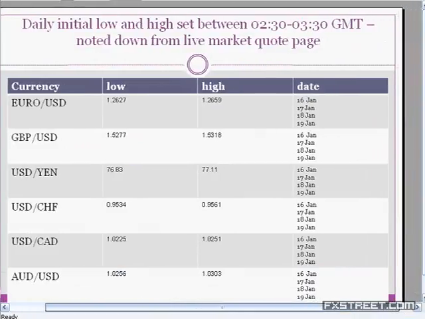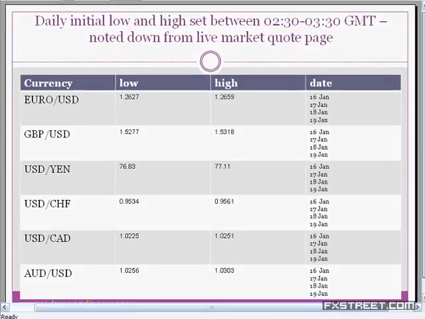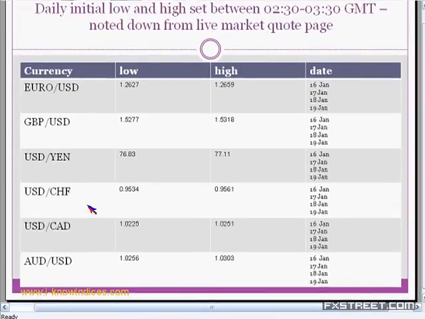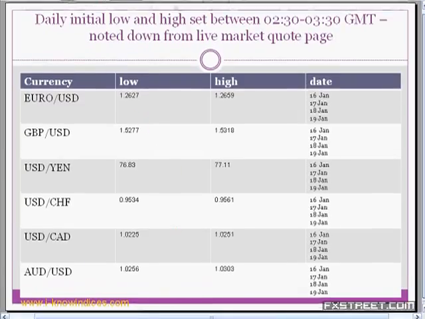So 3:30, this is the level. These are all the levels I have noted down by 3:30 GMT in the case of all the four majors and two commodity pairs. Euro formed the low 1.2627, which is not breached. 1.2659 is the high, which is also not breached. Currently, you can see in the live market code page, the same lows and the highs are seen. In the case of GBP also, the same lows and the highs. And USDJPY, they breached the low by 1 pip just to handle the yen crosses, and the high is intact. And in the case of CHF, the low 95.34, 95.61 high are not breached.